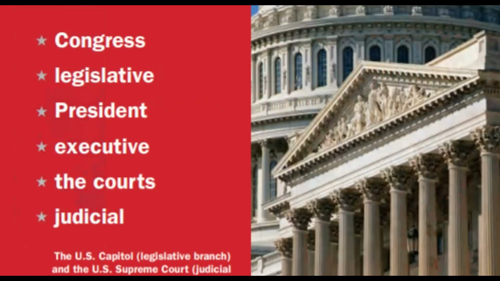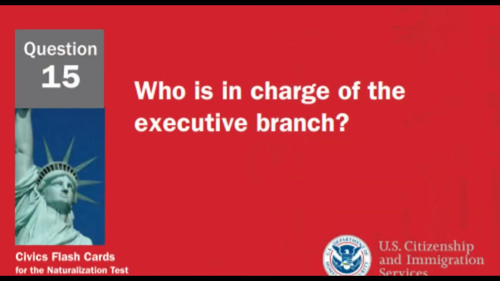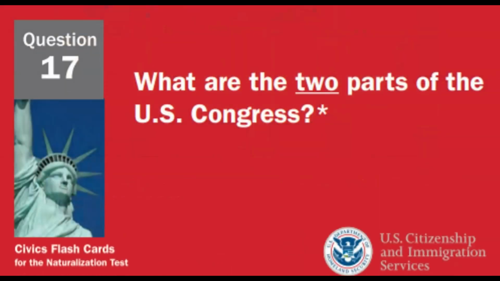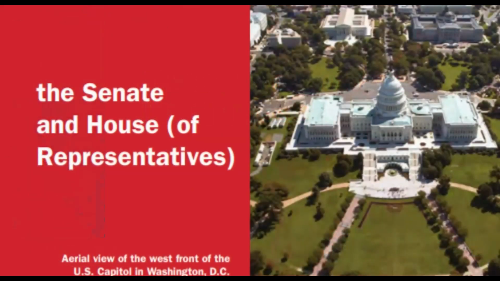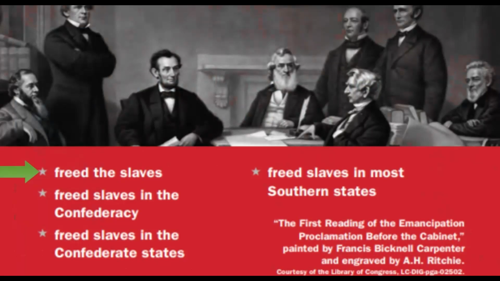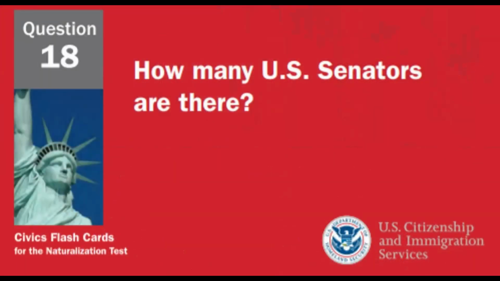The Congress. Who is in charge of the executive branch? The President. What are the two parts of the U.S. Congress? The Senate and the House of Representatives. What did the Emancipation Proclamation do? Freed the slaves. How many U.S. senators are there?